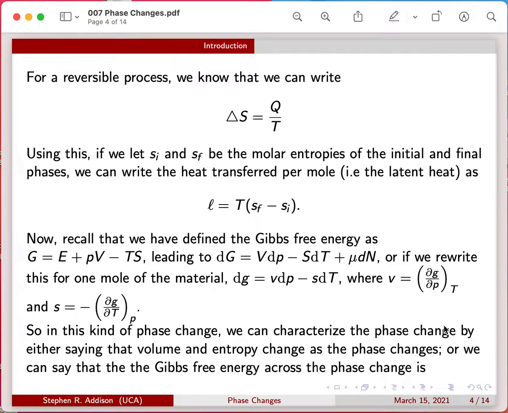And then we can look at both the Gibbs free energy and its first derivatives, one of which is equal to volume and one of which is equal to entropy. And we can see what happens across the phase change. It turns out that the simplest phase changes are called first-order phase changes, where the Gibbs free energy itself is continuous across the boundary, but its first derivatives, volume and entropy, are not.